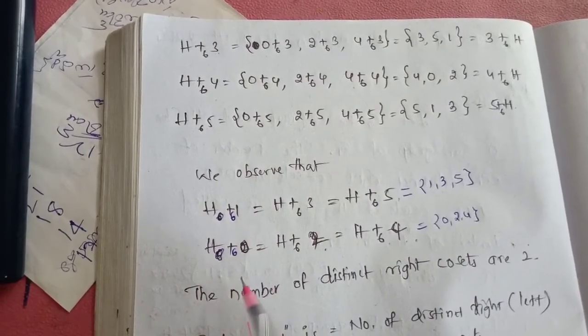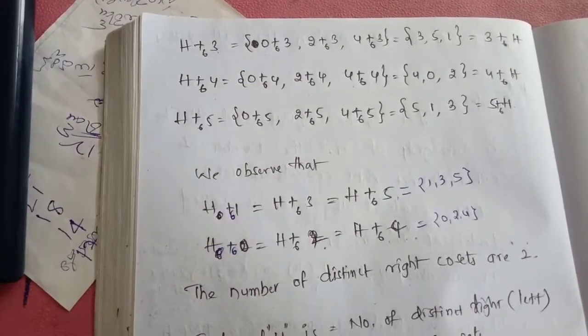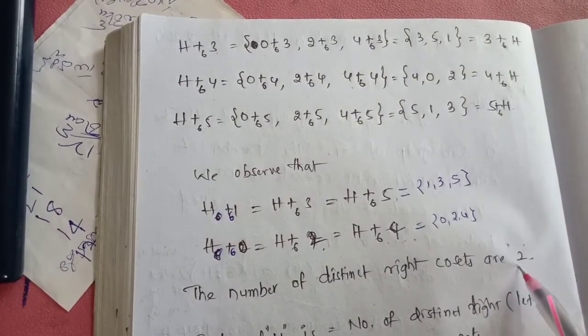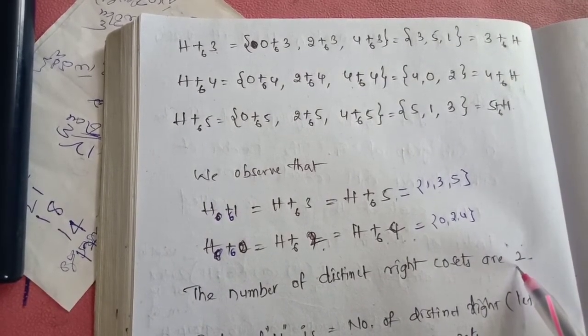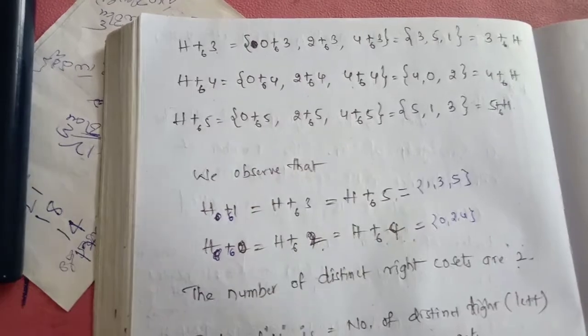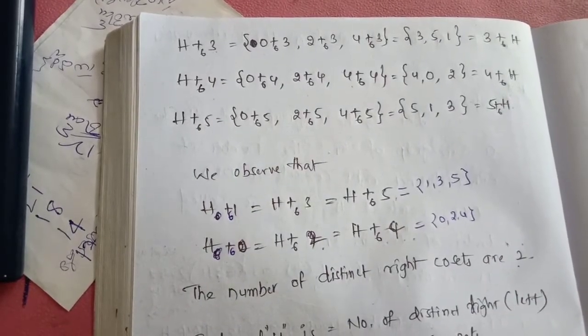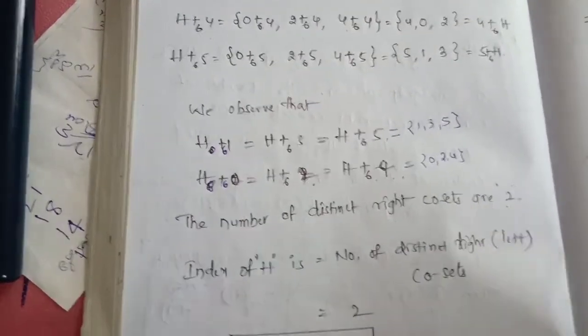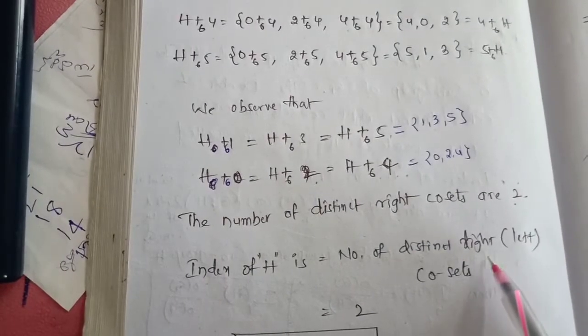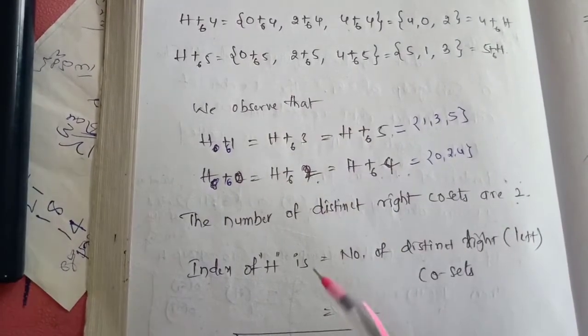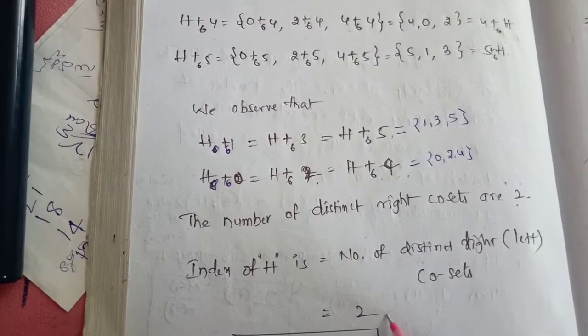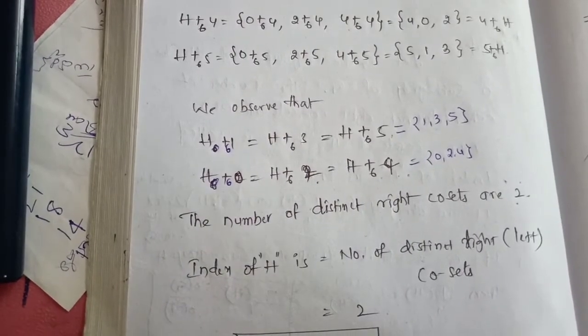The number of distinct left cosets or right cosets is only 2. So the index of H in G is equal to the number of distinct left cosets or right cosets. Left are 2, right is also 2. So the answer is 2. The index of H in G is equal to 2.